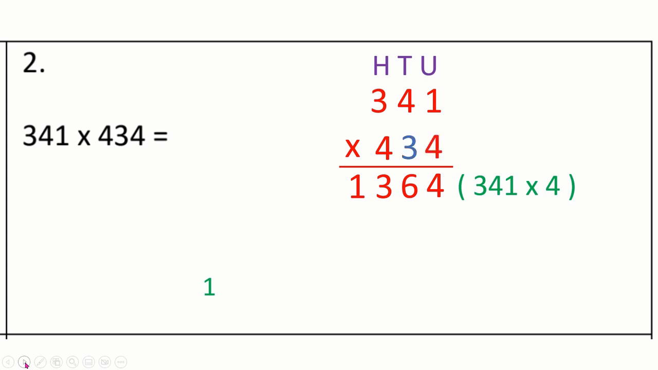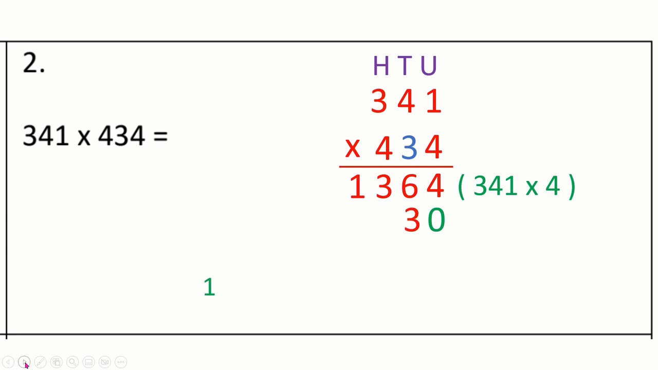Let's now move on to 341 multiplied by 30. There's a 3 in the tens column, but it's worth a 30 in that tens column. So we have to remember to do what? We must put the 0 in just one of them.